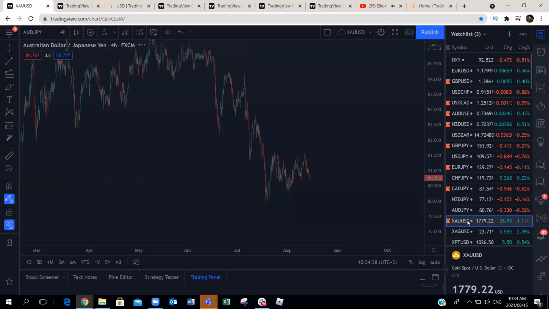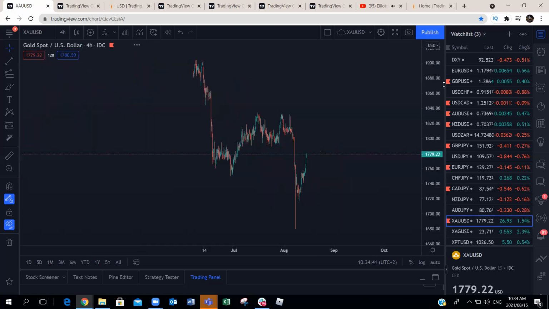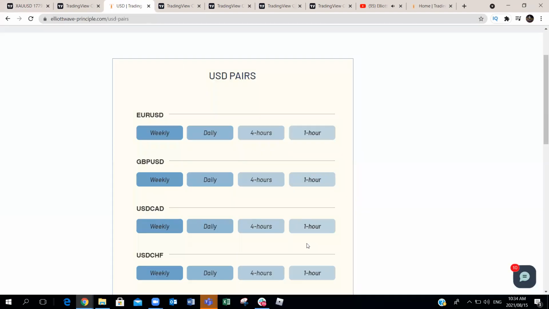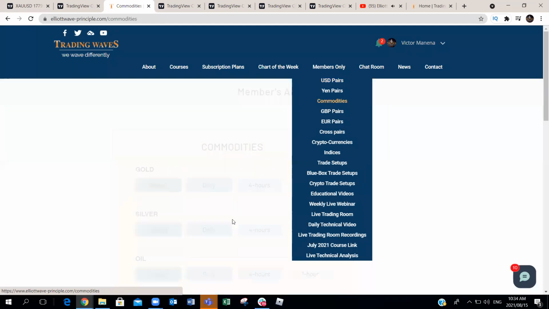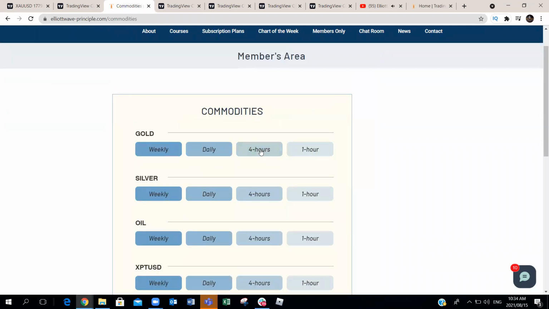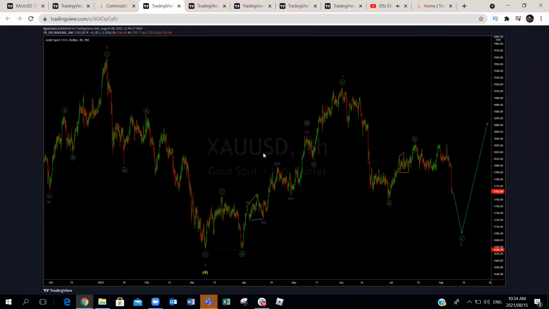Gold. Let's have a look at gold. Okay, let me see here if I still have the structure that we focused on for gold. Let's have a look here, commodities. Yes, that is the structure that we've got on gold on the 4-hour.